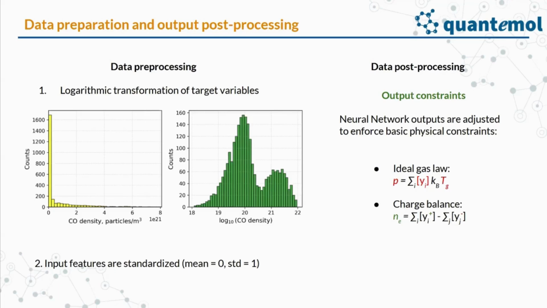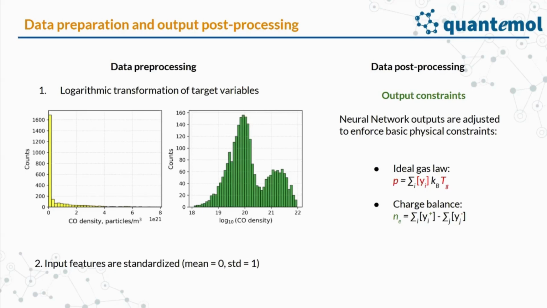And also we performed some post-processing steps on the neural network outputs. We applied some physical constraints. We made sure that the ideal gas law was fulfilled, and also we accounted for charge balance. So we recalculated species densities, and we calculated the electron density as a net positive charge.